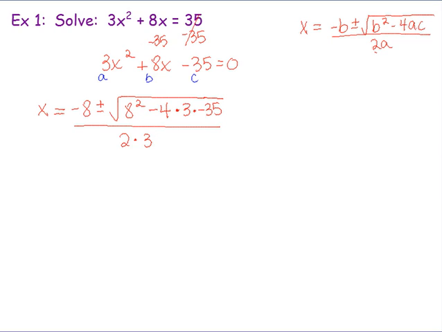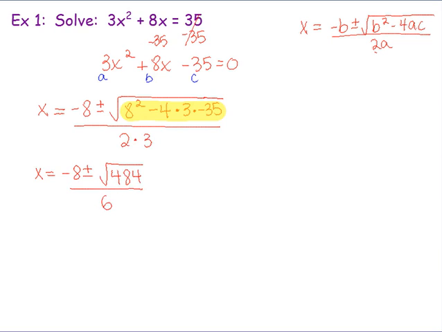Take it in small steps. Here's the first thing you're going to want to do. This can't be simplified. We're going to keep the negative 8. We're going to keep the plus or minus. Do not type the square root in your calculator. Keep the square root there. What you can type in your calculator is the stuff under the square root. This part right here. Pick up your calculator, type in 8 squared minus 4 times 3 times negative 35, and you get an answer of 484. Keep the division bar. 2 times 3 is 6.